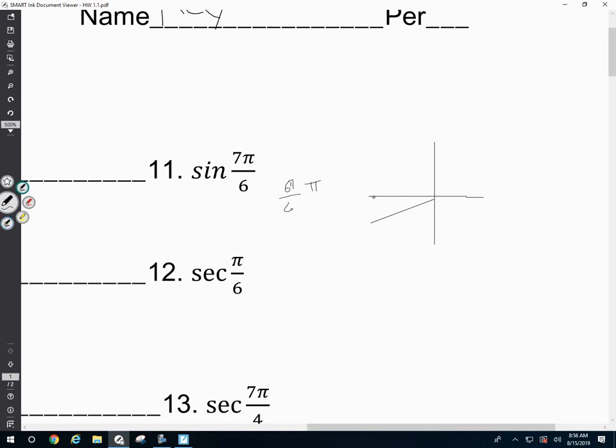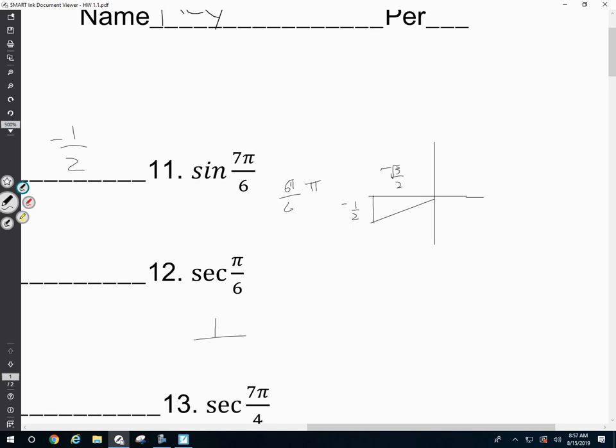Sine is our vertical distance. For our shorter 30, 60, 90, the vertical distance is going to be the shorter side length. The horizontal distance will be the longer side length. I'm going down, so my vertical side distance is negative. I'm going to the left. My horizontal side distance is negative. So sine of 7 pi over 6, being the opposite, or the vertical, is negative a half.